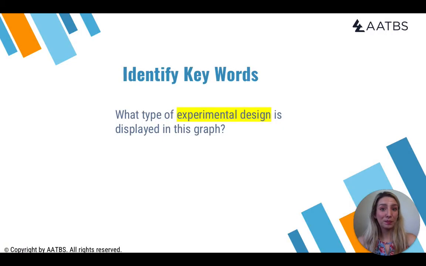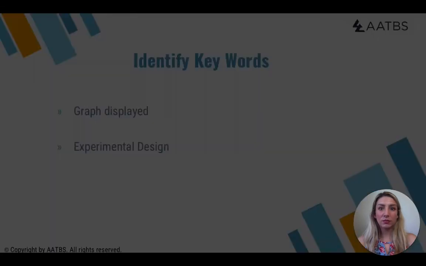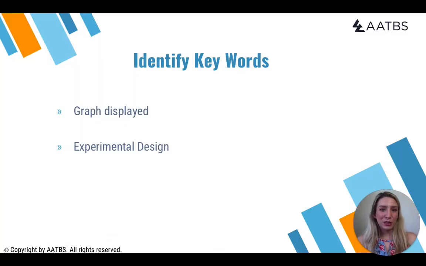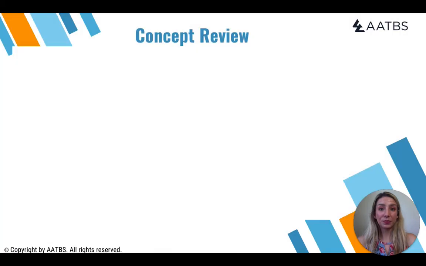Ready? Keywords here are going to be experimental design and the graph display. So let's talk about it a little bit more. Graph displayed is going to give the reader information about the type of experimental design being utilized. Experimental design lets us know that we will need to use our knowledge of different experimental designs to determine the best fit for the displayed graph.